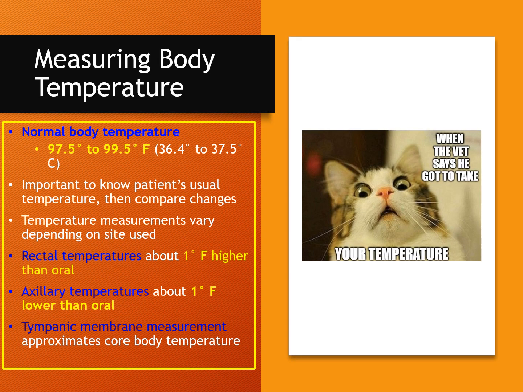So normal body temperature is anywhere from 97.5 to 99.5. You should always know someone's baseline, so when you take their temperature, you know whether it's increased or abnormal. Rectal temperatures, any of you that are parents know, you take your babies' temperature rectally. That temperature is about 1 degree higher than oral. And axillary temperature, taken up in the armpit, is going to be about 1 degree lower than oral.